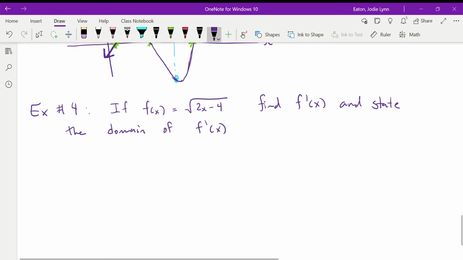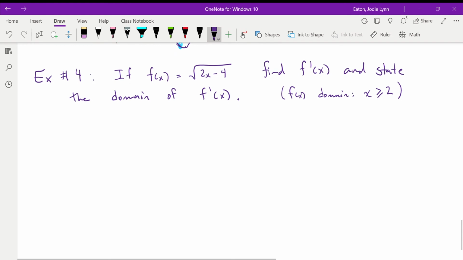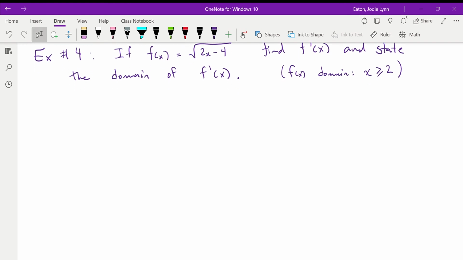Okay, so one thing we notice is that the domain of f of x: we have 2x minus 4 has to be greater than or equal to 0. So x has to be greater than or equal to 2. Okay? So we're going to use the definition of derivative to do this because we don't really have any other ways to do it at this stage.